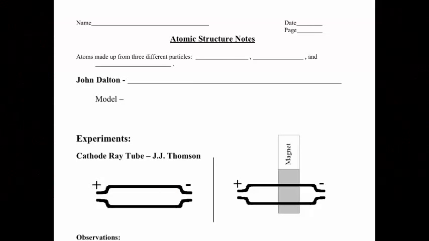Today we're going to talk about the history of how we have determined the structure of the atom. As a little preview, we're going to talk about the three particles that make up the structure of an atom, and I'm sure you've heard of them before. Those are protons, neutrons, and electrons.